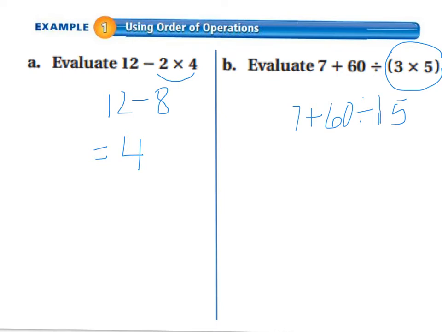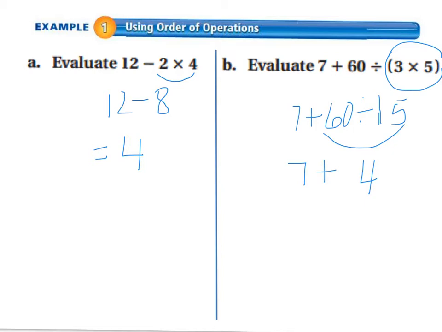I did the parentheses, looking for exponents. I do not see any exponents. Please excuse my, there is no multiplication, but dear, division. 60 divided by 15. 60 divided by 15 is 4, and rewriting the rest of the expression as it was, now I have 7 plus 4.